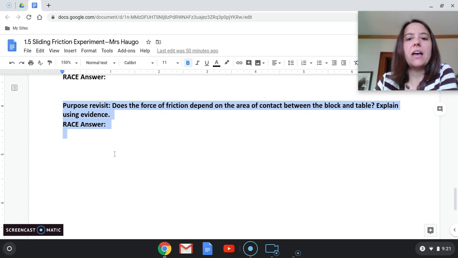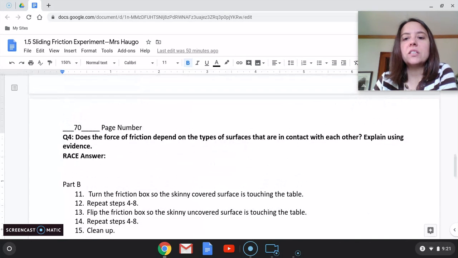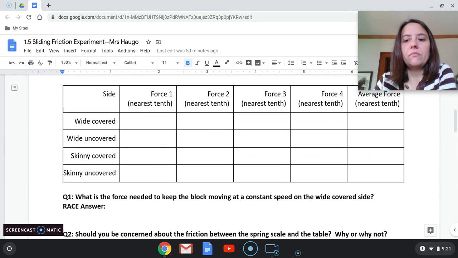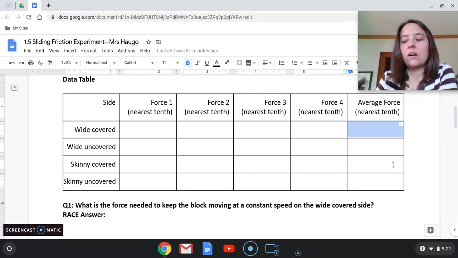And purpose revisit. Does the force of friction depend on the area of contact between the block and the table? Explain using evidence. I'll start you out and then let's look at our data, our evidence. So the force of friction does or does not depend on the area of contact between the block and the table, period. The evidence for this is, so when we're looking at the area, we're going to have to compare wide covered, or just the average, wide covered with skinny covered.